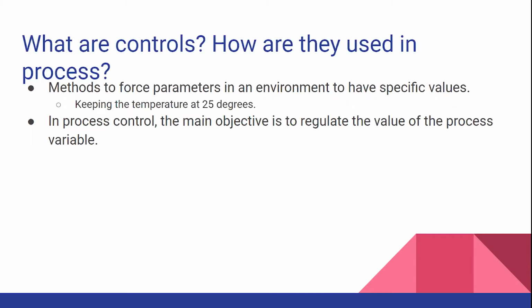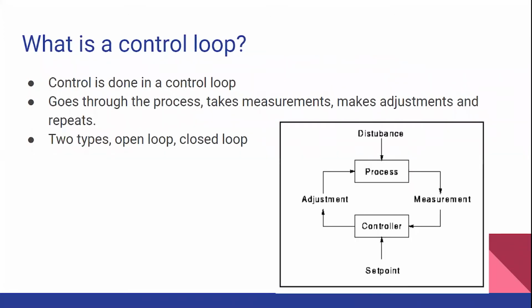So yeah, again, these could be things like temperature, cost, viscosity, position, velocity, things like that. Control loops. A control loop is where a control is done.